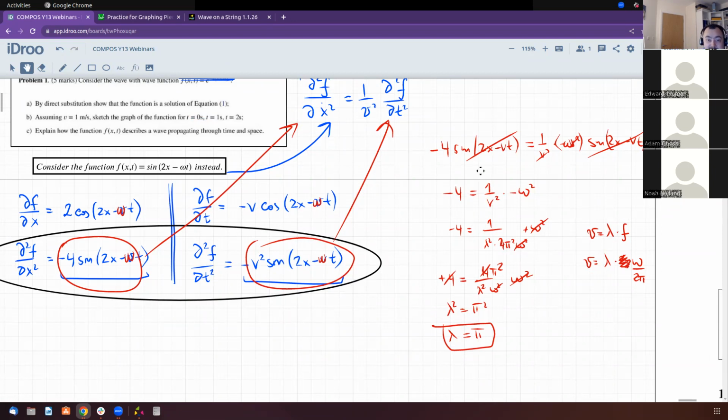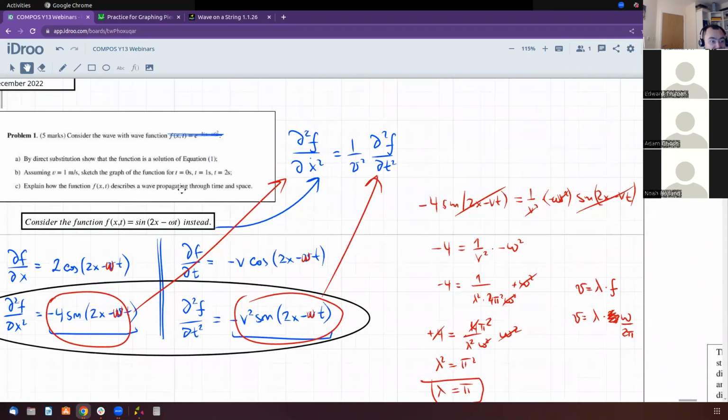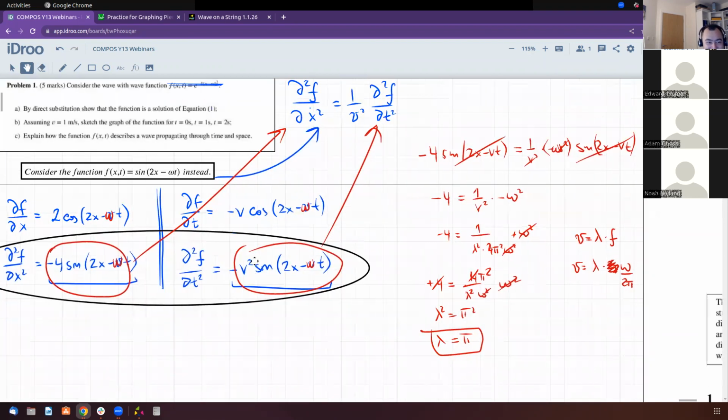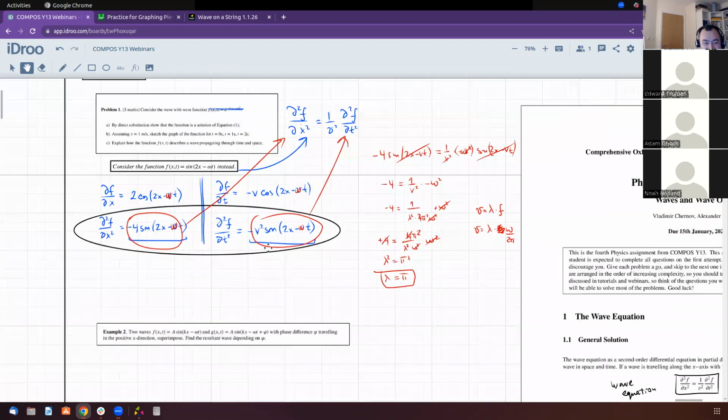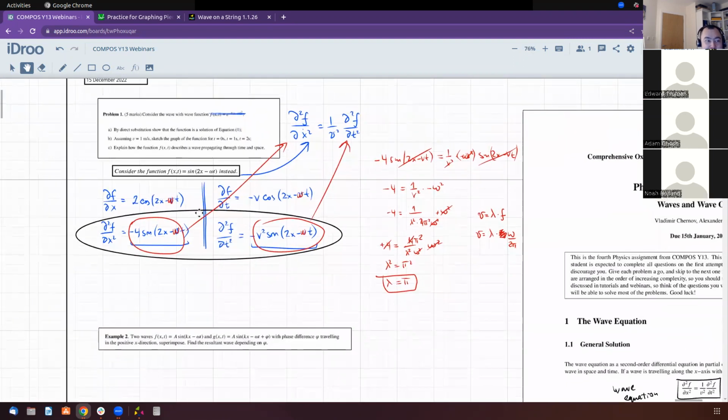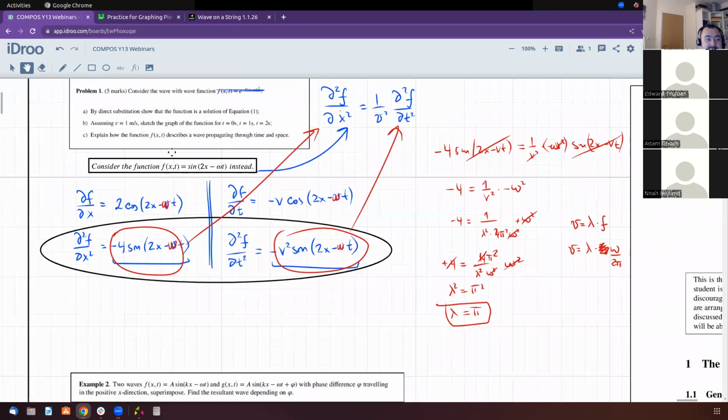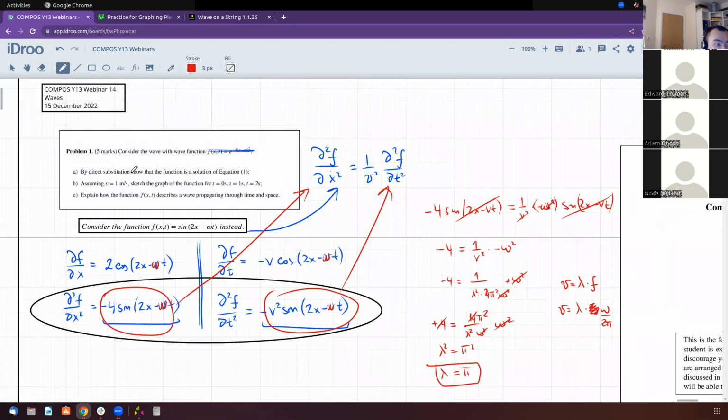But the task that you're going to do here is going to be easier because it doesn't have the 2. It doesn't have the 2, so that will make sense. Okay. So we've proved that this function is a solution of this differential equation.